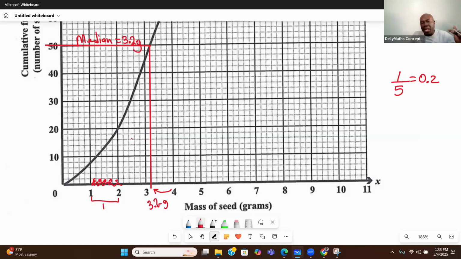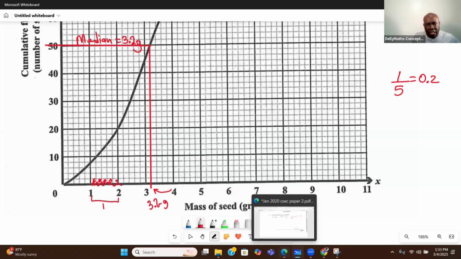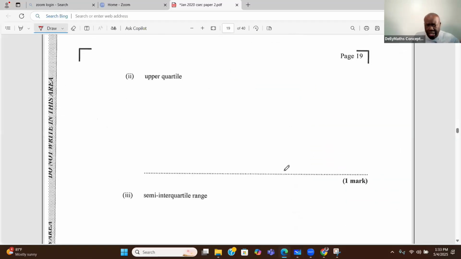It's a requirement. You draw the line. When it hits the graph, you bring it down. They want to see you doing that. It's a part of the whole assessment process. So that's that. You get that quickly, you get it, you're gone. You go to the next question.